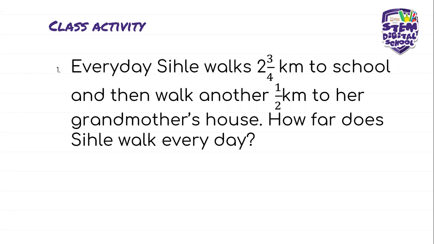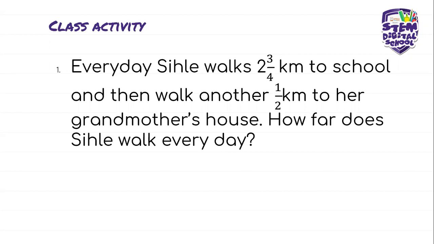I hope that you can see the question. I see that you are battling with the question. Let me read it again. Every day, Sihle walks 2 3/4 of a kilometer to school, and then walks another half a kilometer to her grandmother's house. How far does Sihle walk every day? So it means you just have to add the two. That mixed number there, which is 2 3/4, you add it to 1/2. So if you add them together, what do you get?